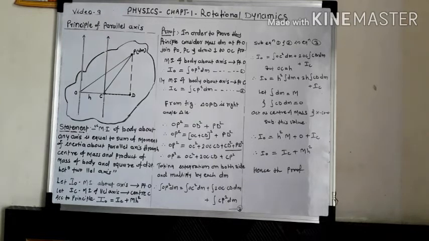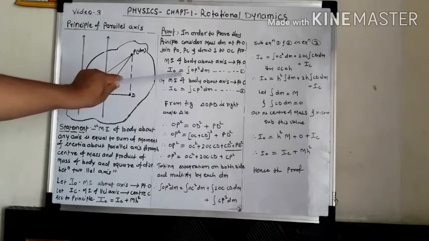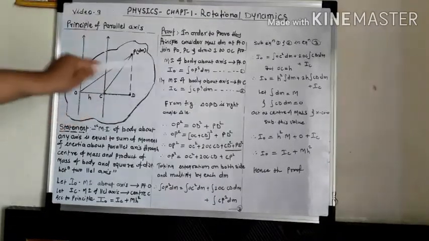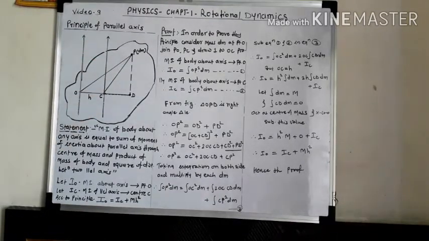Also, from this figure we can write the moment of inertia of the body. If we consider the small element, there is no integration, but we have to take the moment of inertia of the whole body about an axis passing through the point O. Directly we can write IO is equal to integration of OP square dm. Sometimes you may be asked how this OP square dm comes. For that purpose, you have to see the diagram.